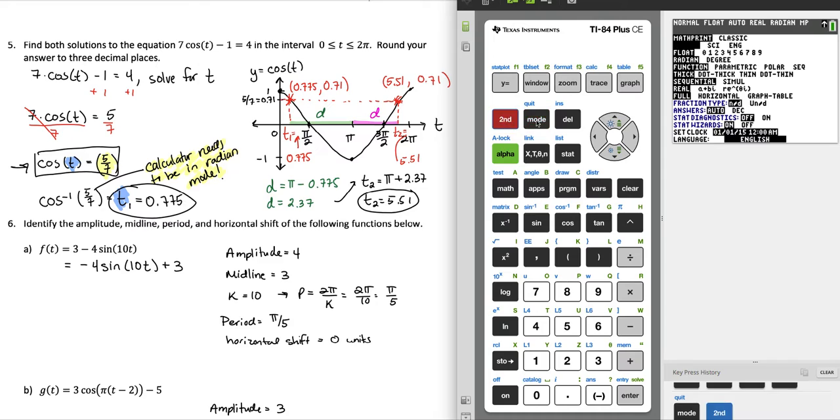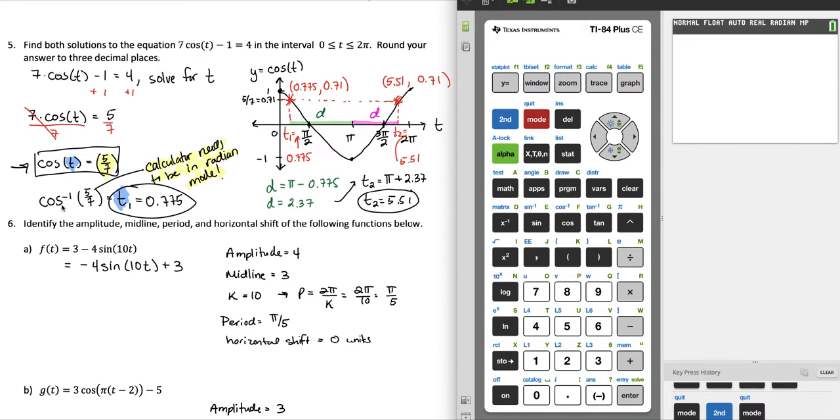So now that I've confirmed that it's in radian mode, I can take arc cosine of 5/7 to solve for t. So I'm going to go straight to second cosine. You can see it brings up arc cosine, and I'm going to type in 5/7, press enter, and there you can see you get 0.775. Okay, all right, so this is how you can use your calculator to evaluate those trig functions like sine, cosine, tan, arcsine, arccosine, and arctan.